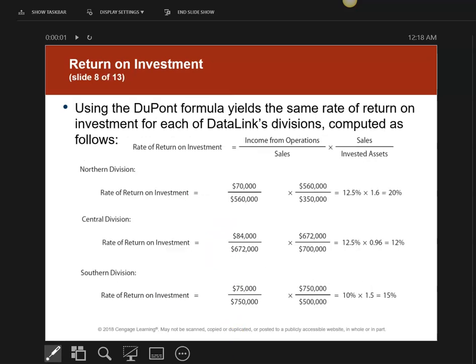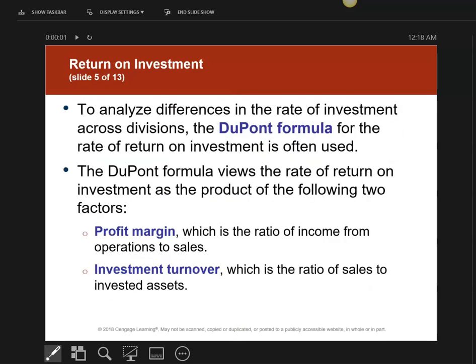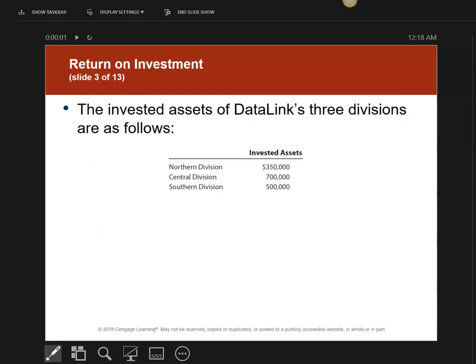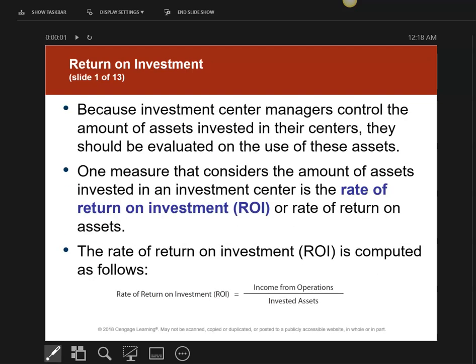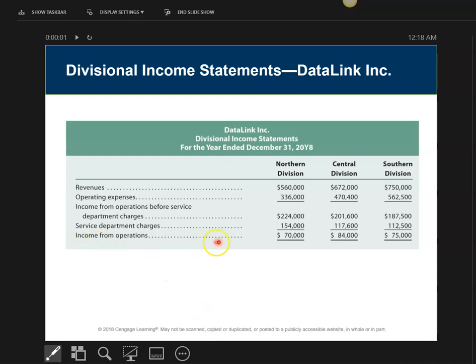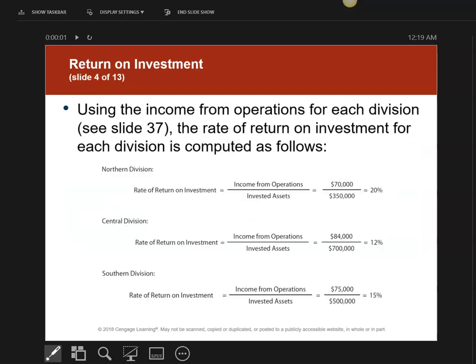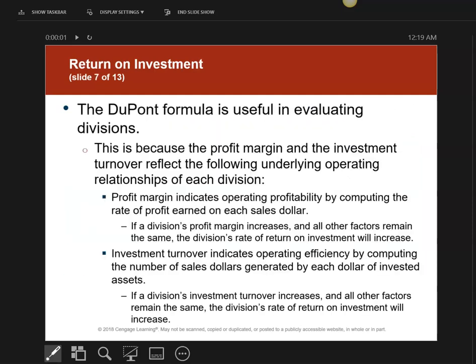So here's what's going to happen here is if we go back and take a look, I'm going to go back a little bit, guys, okay? Here was, well, let's go back. I need to go to this one right here. So this income from operations, we're going to look at Northern Division, is 70,000 right now. So let's go back forward. Sorry about this, guys. I want to show you exactly what I'm talking about.